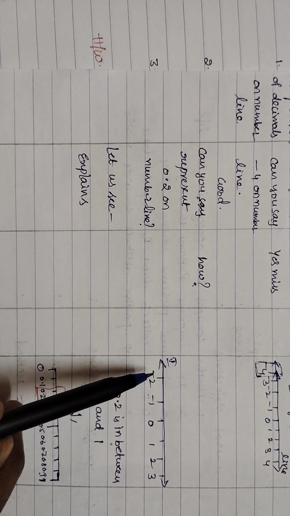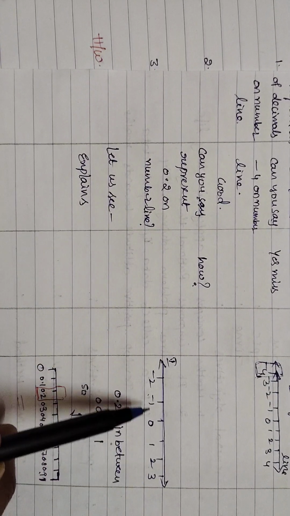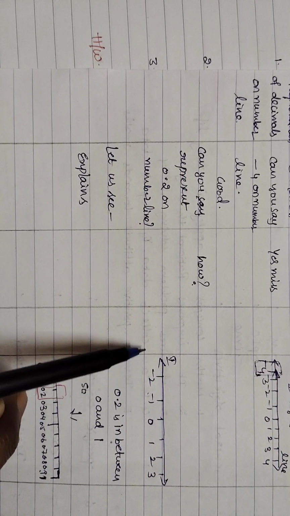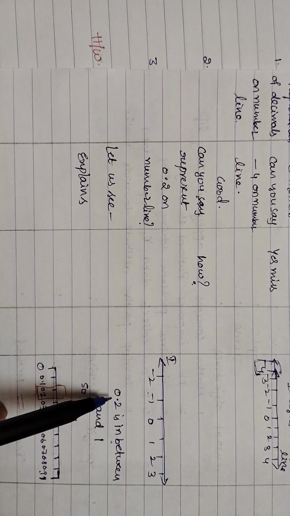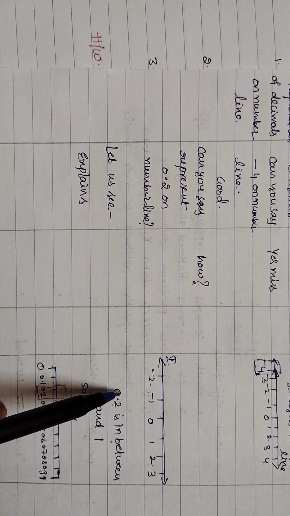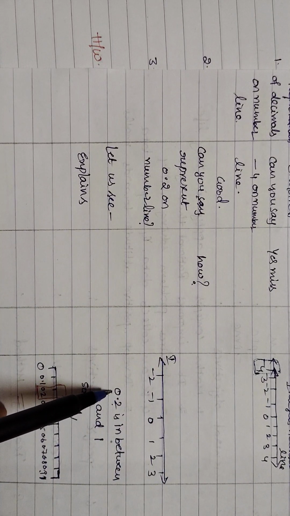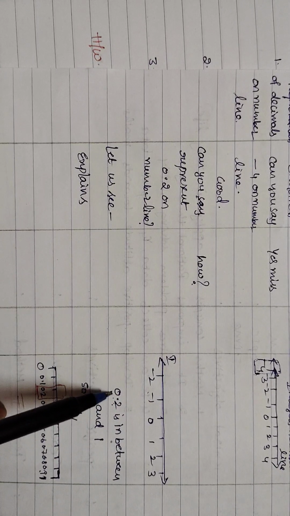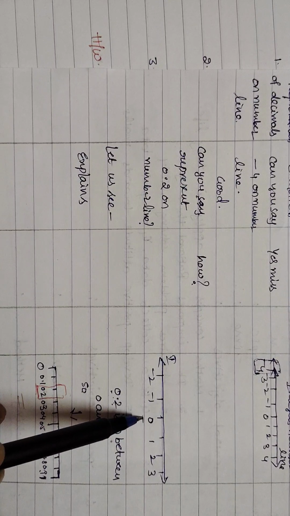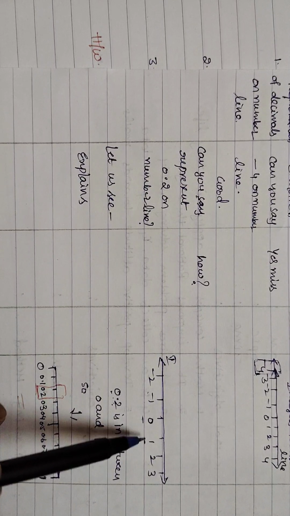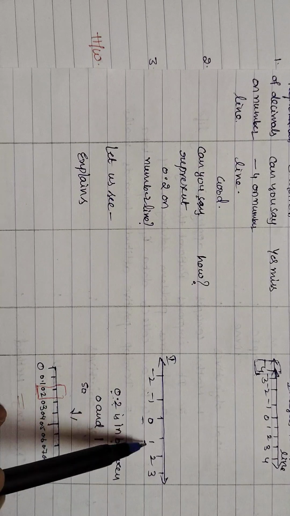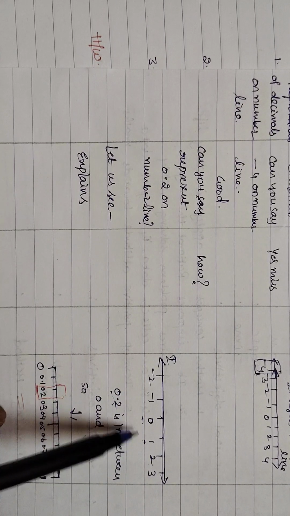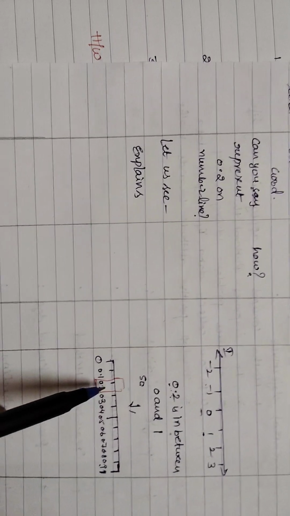Draw the number line as before with integers 0, 1, 2, 3 and so on, minus 1, minus 2 and so on. I want 0.2. What is the whole number here? 0. 0.2 means the whole number is 0 and the next whole number is 1. The value is in between 0 and 1. So I have taken the line from 0 to 1.